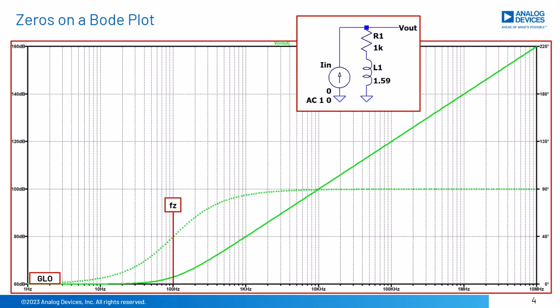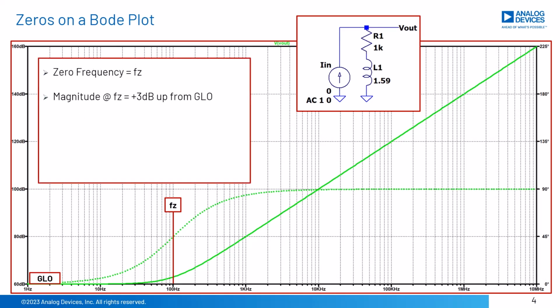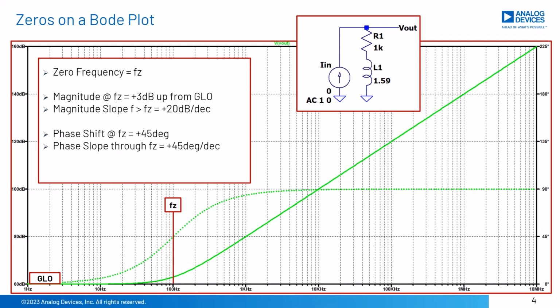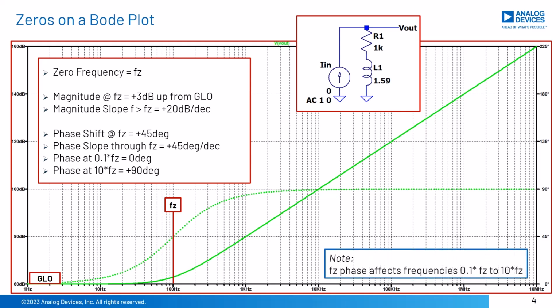Now let's review zeros and their key characteristics on a Bode plot. Recall that at the frequency of the zero Fc, the magnitude will be plus 3 dB up from the lower frequency gain. The magnitude slope after Fc will be plus 20 dB per decade. The phase shift at Fc will be plus 45 degrees. The slope of the phase through Fc will be plus 45 degrees per decade, and flatten to 0 degrees 1 decade to the left of Fc, and flatten to plus 90 degrees 1 decade to the right of Fc. Note how the phase of Fc affects frequencies 1 decade to the left and right of its zero location.